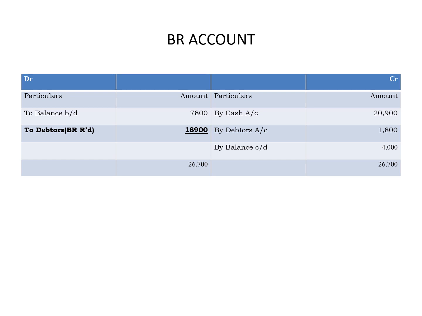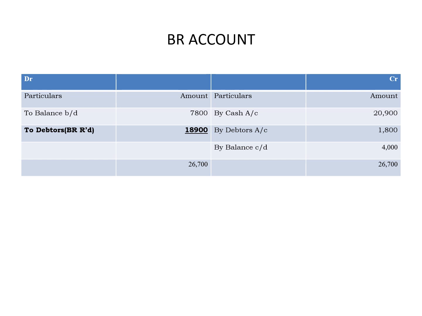We are given with dishonor of BR to the extent of 1,800. This is a contra entry I told you. So here we record in the BR account as by debtors 1,800. This will again appear in the debtors account as to BR 1,800. Then closing balance is given. So we record the closing balance towards credit side as by balance carried down 4,000. These are the only items related to BR account.